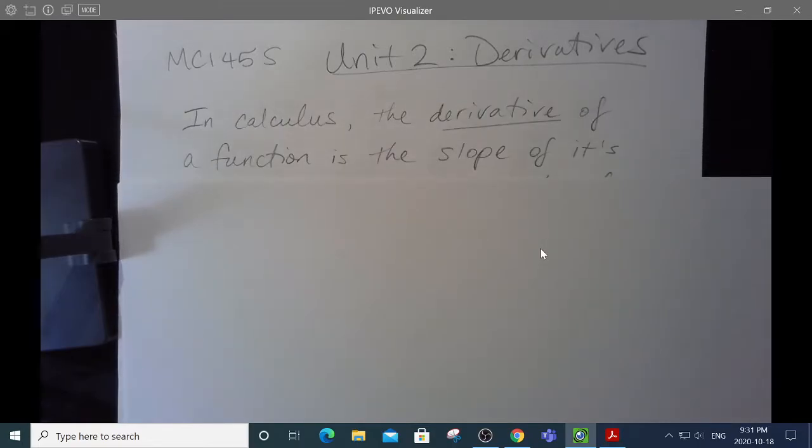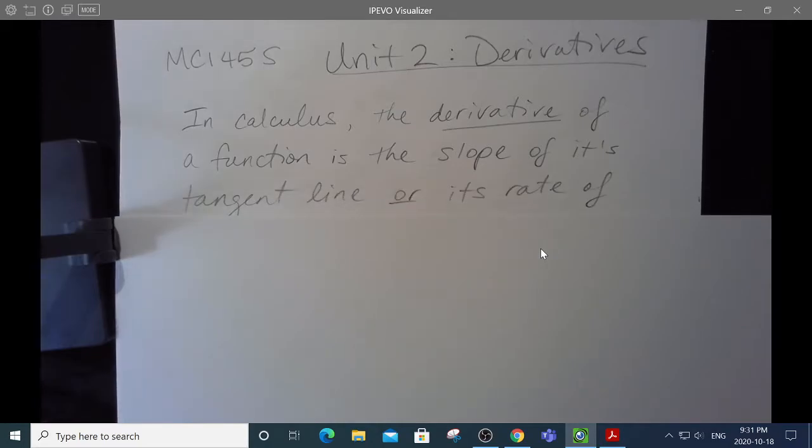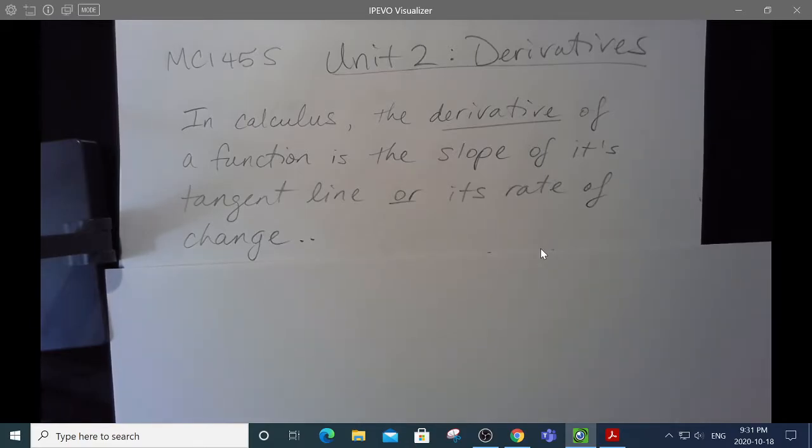In calculus, the derivative of a function is the slope of its tangent line or its rate of change. And you're probably looking at that and thinking, well, that's not a big deal. After all, we've been talking about slope and rate of change all through Unit 1. What's the difference here? Well, the reason I put two dots is because I'm not quite finished that sentence. Let's start it again.